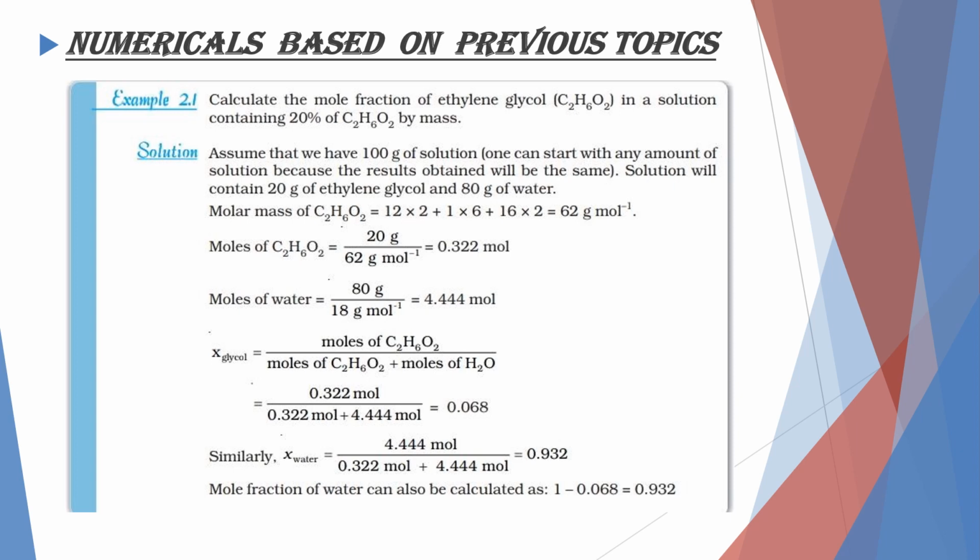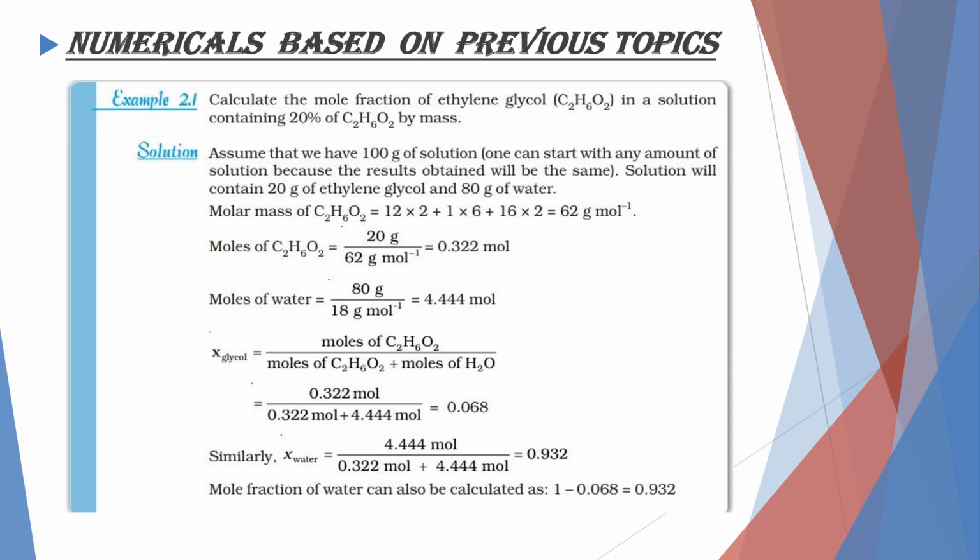So the molar mass, you know how we calculate molar mass, is equal to 62. The number of moles is calculated by using the formula weight in grams upon molecular mass, right? So it is 20 upon 62, that is equal to 0.322 mole. Similarly, to calculate moles of water, it is 80 upon 18, because 18 is the molecular mass of water, so it is equal to 4.444 moles.